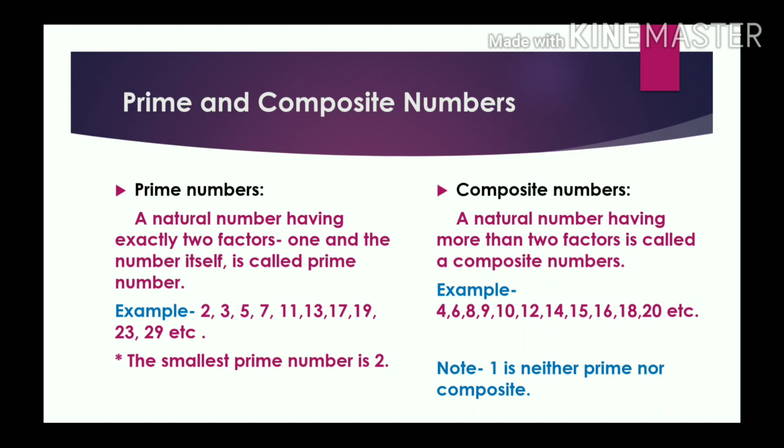Here you can see 4 is divisible by 1, 2 and 4. 6 is divisible by 1, 2, 3 and 6 and so on. All these numbers are divisible by more than two numbers, so these are composite numbers. Now here one note: 1 is neither prime nor composite.